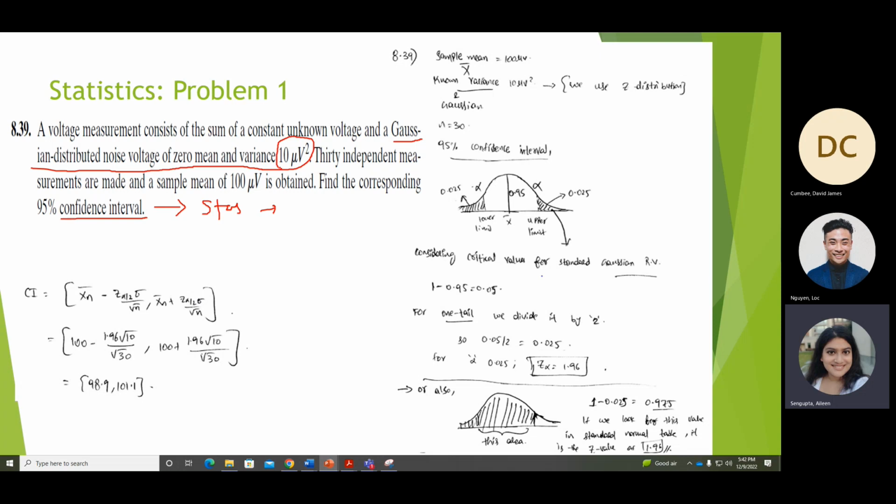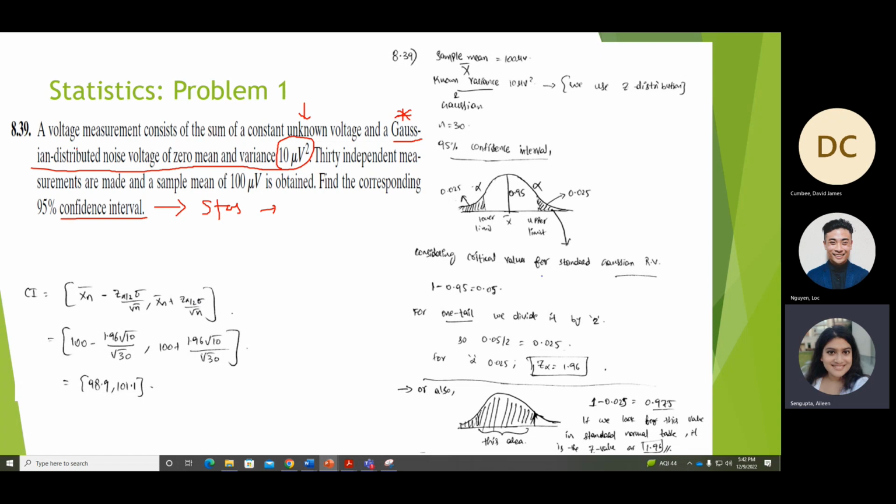Now, usually when students read the problem, it's an exam hall, a very tense moment, this is your final exam. People read, oh, a voltage measurement consists of the sum of an unknown voltage. No, read the entire problem. Unknown does not signify anything. This is not signifying an unknown mean. This is not signifying unknown anything. Read the entire problem. Yes, the problem has a specific wording.